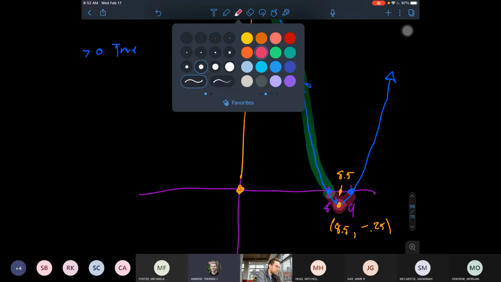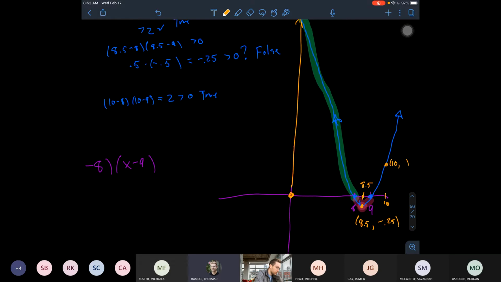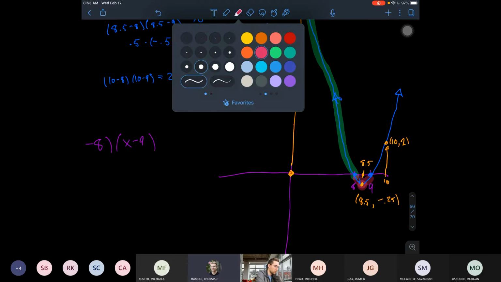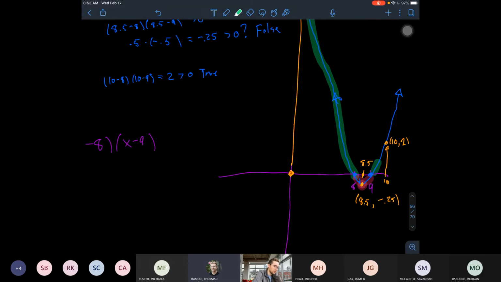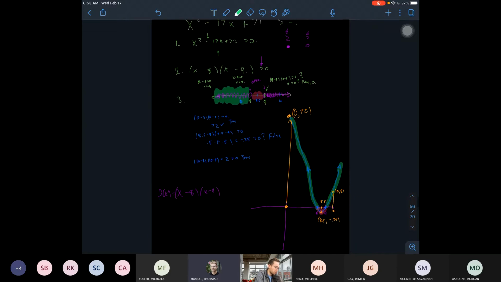And then likewise, I just picked another point here. I picked the point 10, and when I plugged it in, I got the point 10 comma 2 on the graph. And I recognized that that ordered pair lies above the x-axis. And so that's how I knew that this whole region to the right of 9 gives us positive values. So that's one graphical interpretation of what we're doing.